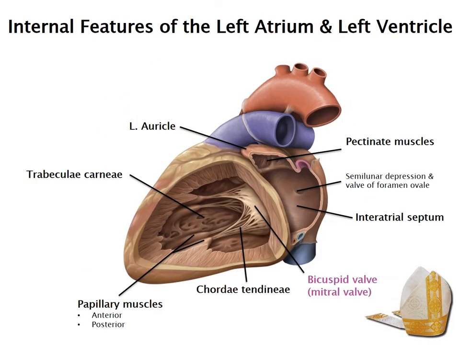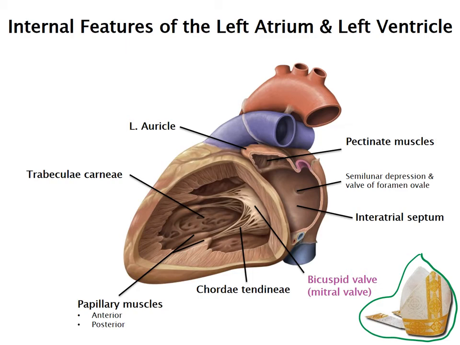The valve guarding the left atrioventricular orifice is the mitral valve, named because it resembles the mitre hat of a bishop, shown here. It is also referred to as the bicuspid valve. Just like the tricuspid valve on the right, the mitral valve prevents the backflow of blood from entering the left atrium during ventricular contractions. The remaining structures of the left atrium and the left ventricle are very similar to those of the right heart chambers.